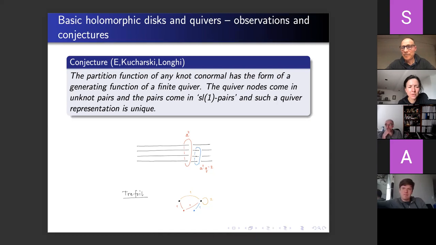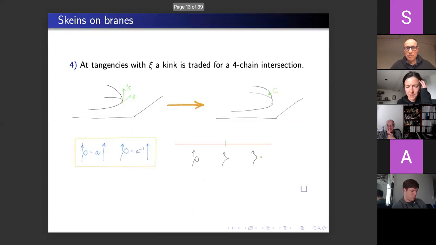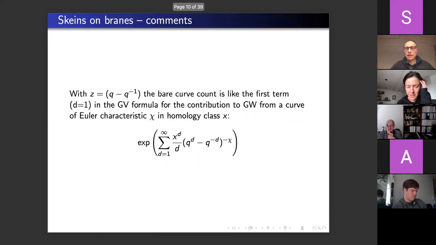But your understanding of skeins on branes does not help give a derivation of these things. No, I think it doesn't. In some sense, skeins on branes is telling us there is some invariant curve count, and this quiver business is a much deeper story. Oh, I guess the issue is that a quiver knows about all symmetric representations, and your skeins know only about the fundamental or one representation.